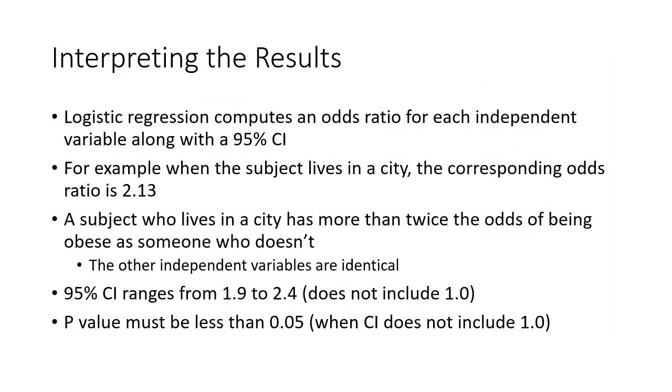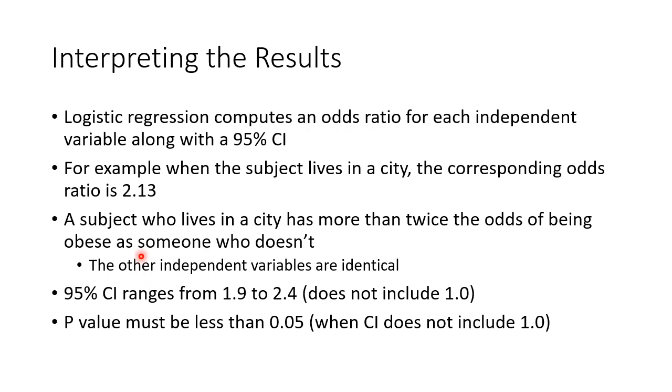Okay. So again, looking at the results, logistic regression is going to compute those odds ratios for each of those independent variables with that confidence interval. As I mentioned, say for instance, the women living in the city, 2.13 odds. So again, much higher odds of them being obese than if they lived in a non-city setting. Again, twice the odds of being obese as someone who does not. Again, that's when we're controlling for all the other independent variables.